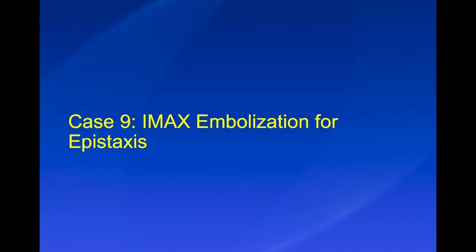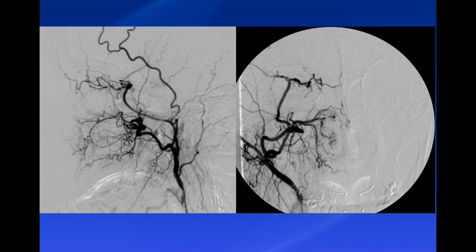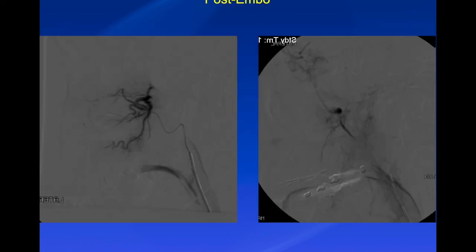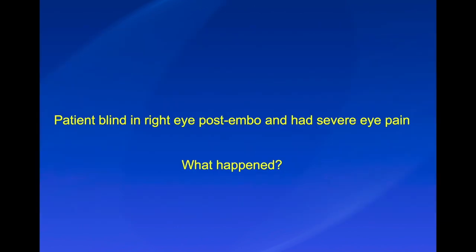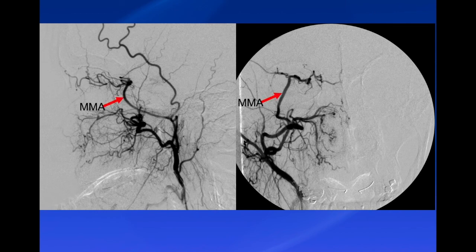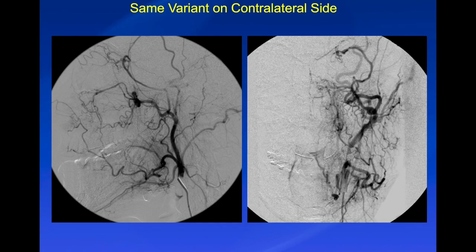Case 9, here's a case of IMAX embolization for epistaxis. You can see here injection of the external carotid artery. And then after the embolization, the patient was blind in the right eye and had severe eye pain. So what happened here? If you look here, we have middle meningeal artery, and then you can see barely the recurrent meningeal artery, and then you actually see the distal ophthalmic artery filling through the recurrent meningeal artery collateral pathway.